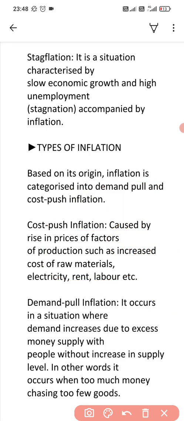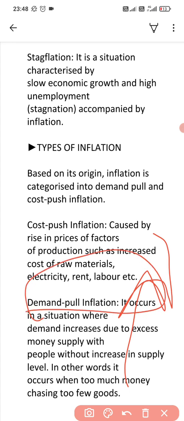Now what's demand pull inflation? नाउ ये तब होती है जब डिमांड बहुत ज़्यादा इंक्रीज़ हो जाती है, बिकॉज पीपल हैव मोर मनी इन देयर हैंड्स. सप्लाई वैसे ही रहती है बट डिमांड इंक्रीजेस बिकॉज पीपल वांट टू स्पेंड मोर. सो टू मच मनी चेजेस टू फ्यू गुड्स. This happens in demand pull inflation.